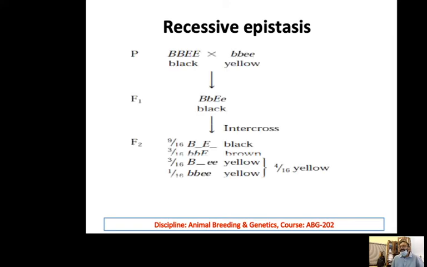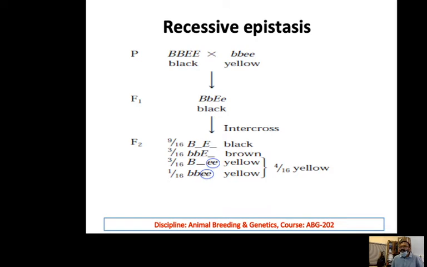Now recessive epistasis. Here you can see black and yellow are crossed, and we get heterozygotes that are black, and when we intercross, we get the previously studied examples. When the second allele is completely recessive, the phenotype is yellow. The 3 over 16 and 1 over 16 ratio is converted into 4 over 16, because we add up these two ratios and we get a 4 over 16 ratio.